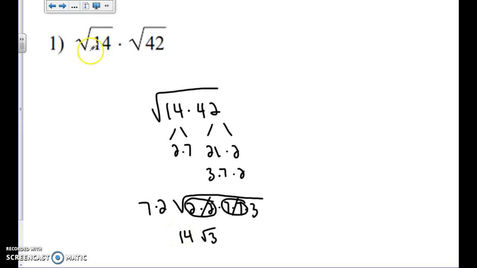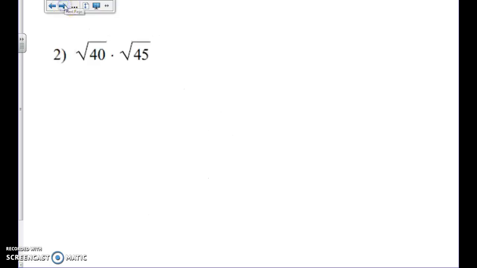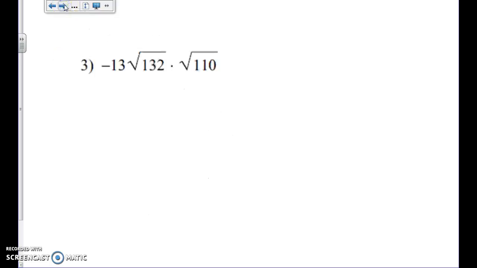Alright? Well, I'm going to show you the answers to number 2 in a little bit. But I want you to jump to number 3, because it's a little bit different. So in this case, I have two numbers underneath the radical sign. Because they're underneath the radical sign, I can put them underneath the same radical sign, and then I have a number in front of it, so I have negative 13. So I'm not doing anything with the negative 13. I'm going to break down 132.